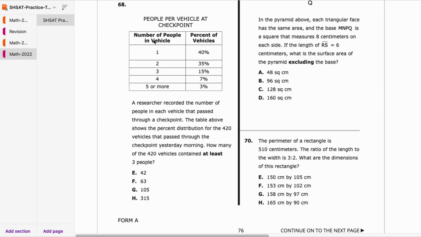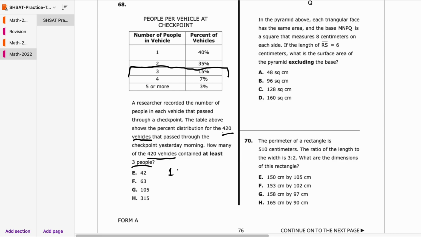Okay, so now 68. So we have people per vehicle at a checkpoint. So basically 40% of vehicles only had one person in them, 35% had two people in them, etc. So we're told that a researcher records the number of people in each vehicle that pass through a checkpoint, and the table above shows the percent distribution for the 420 vehicles that passed through. How many of these 420 vehicles contained at least 3 people? Okay, so if we look at least 3 people, that means 3 or more basically. So we're looking at the bottom half of this table.